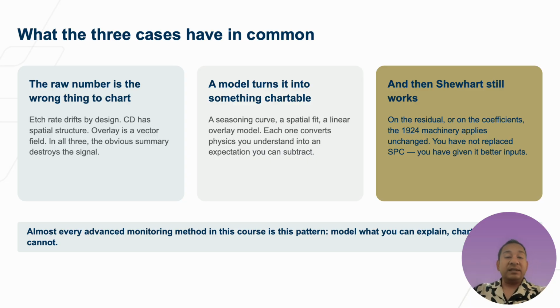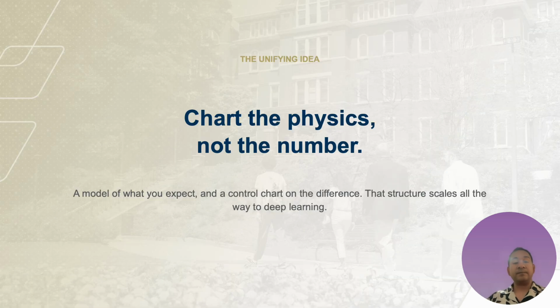Second, a model turns it into something chartable. A seasoning curve, a spatial fit, a linear overlay model. Each one converts physics you understand into an expectation you can subtract. Third, and this matters, Shewhart still works. On the residuals or on the coefficients, the 1925 machinery applies unchanged. Central line, 3 sigma, run rules, all of it.